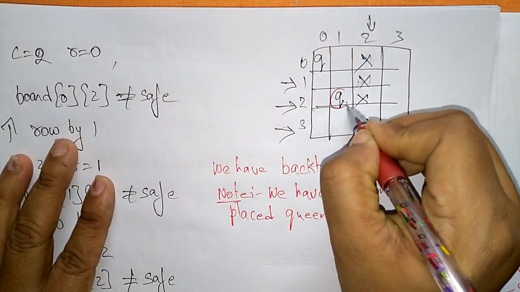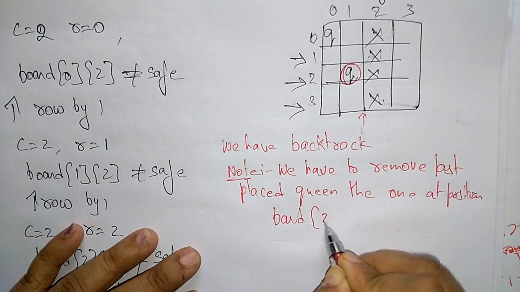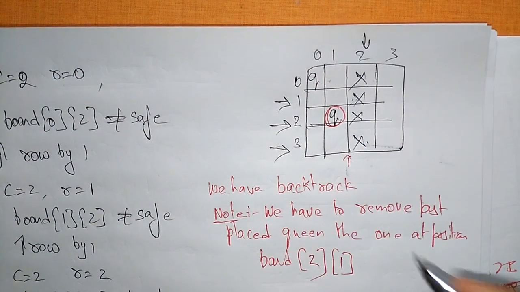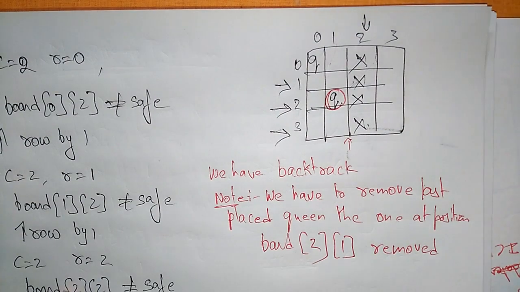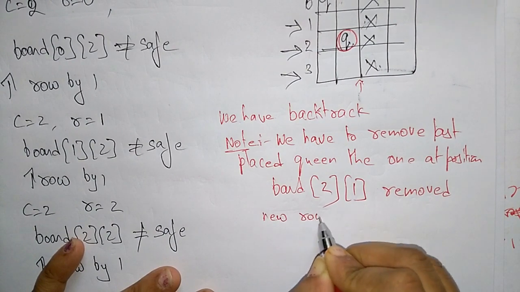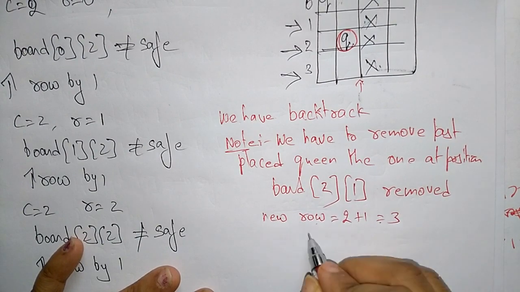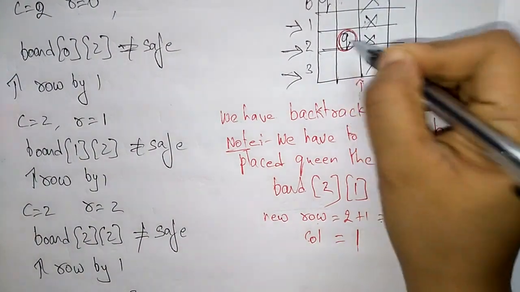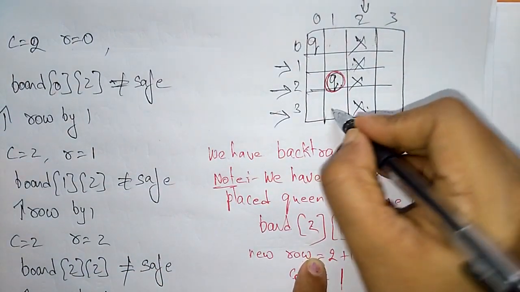What is the last placed queen? This is the last placed queen, which is at position board of second row, first column. That has to be removed. After backtracking, the new row is equal to 2 plus 1, which becomes 3. The new row is 3 and the column is 1. So I removed this. I'm making the column the first column. I'm checking the third row.